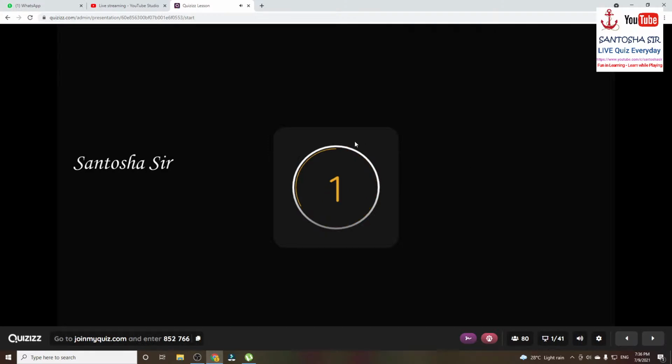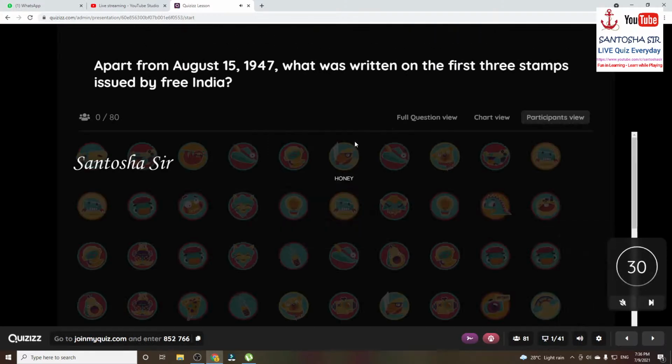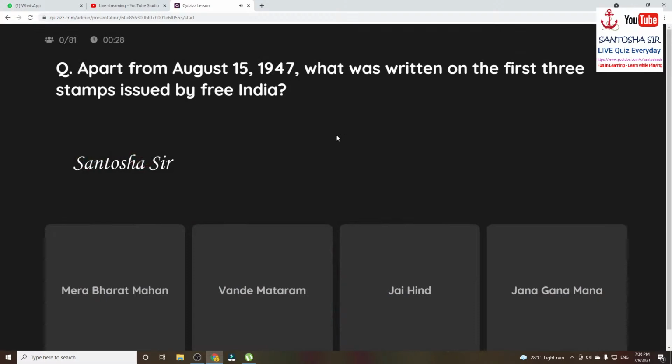First question on your screens now. Apart from August 15, 1947, what was written on the first three stamps issued by Free India? Is that Mera Bharat Mahan, Vande Mataram, Jai Hind, or Janagana Mana?